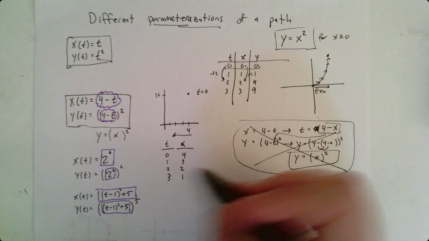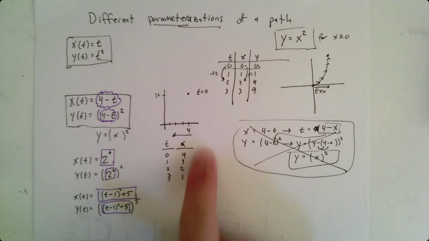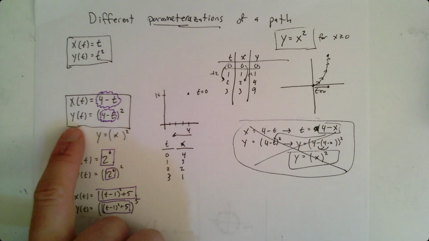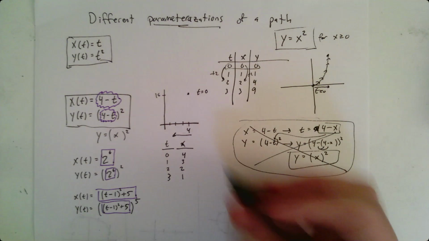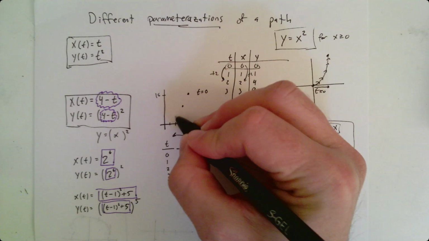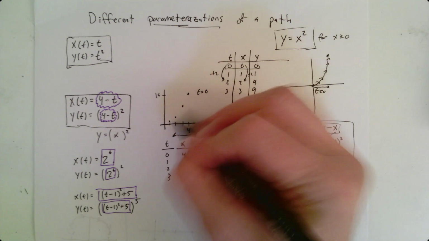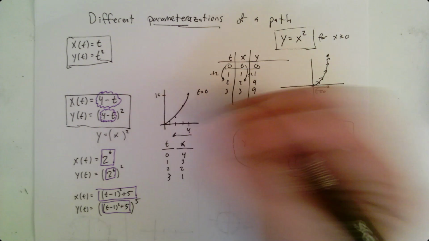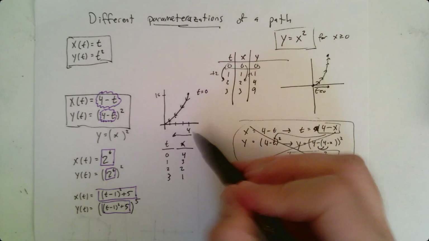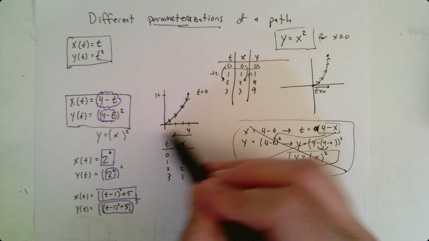What are my y-coordinates doing? I don't even need to make a table, because I know that whatever my x-coordinate is, the y-coordinate is going to be the square of that. So I know here at 3 it's going to be 9, at 2 it's going to be 4, at 1 it's going to be 1. So I know it's always going to make that same y equals x squared path, only this time the motion is starting here and moving to the left.